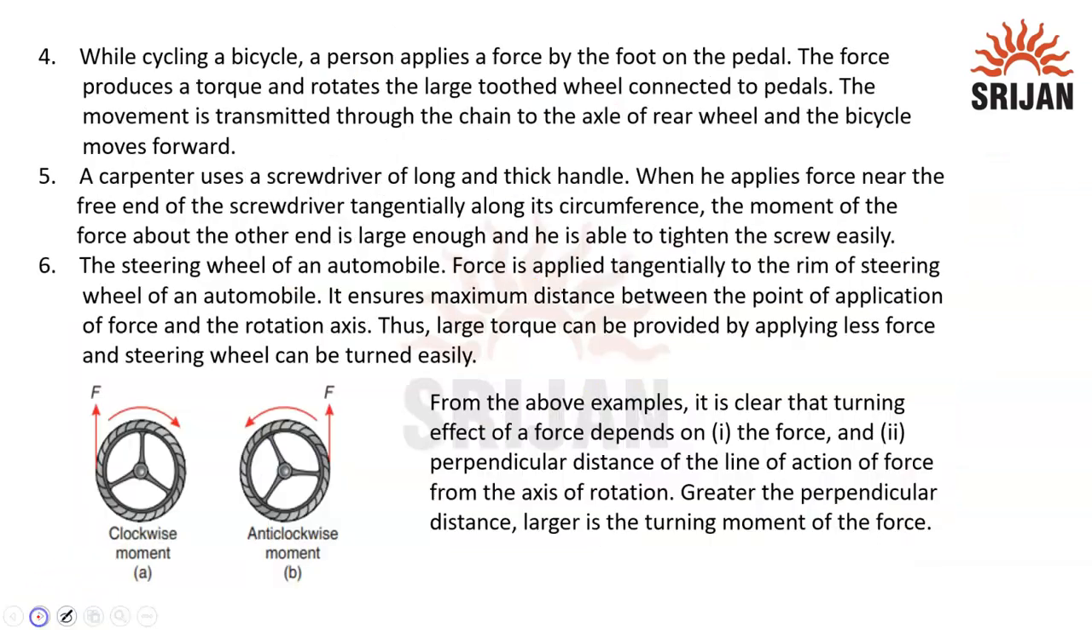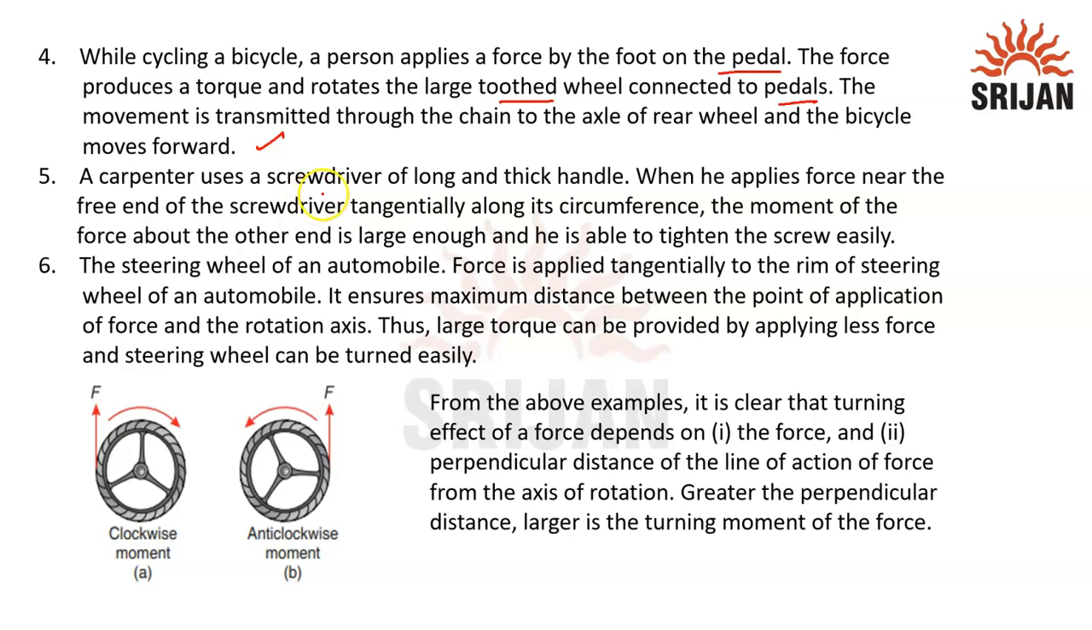Then, while cycling a bicycle, a person applies a force by the foot on the pedal and the force produces a torque, and it rotates the large toothed wheel connected to the pedals. The movement is transmitted through the chain to the axle of the rear wheel and the bicycle moves forward. So all of these are examples of moment of force.